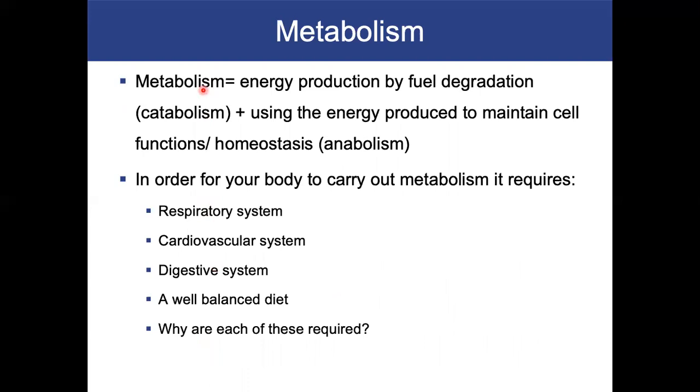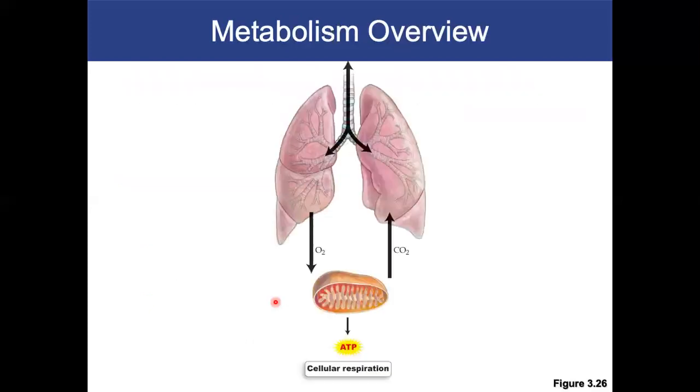So metabolism is energy production by fuel degradation, which is catabolism, and then using the energy produced to maintain cell functions or homeostasis, like anabolism. For your body to carry out metabolism, it needs all of these things functioning. So you need your respiratory system to pull in oxygen, kick out CO2. You need the cardiovascular system to circulate oxygen, your digestive system to pull in nutrients, a well-balanced diet. You need those cofactors and coenzymes, right?